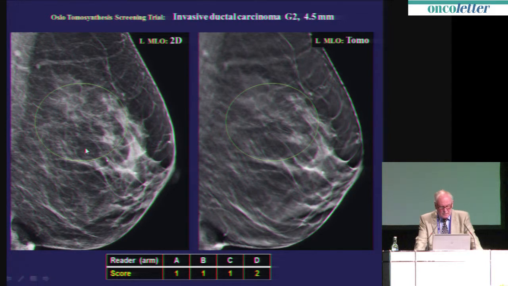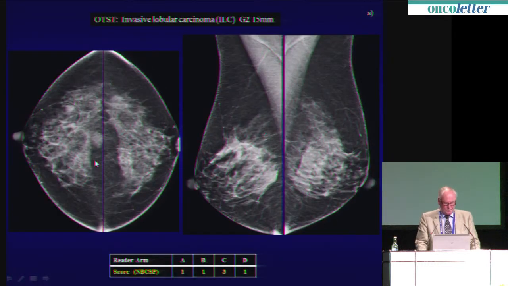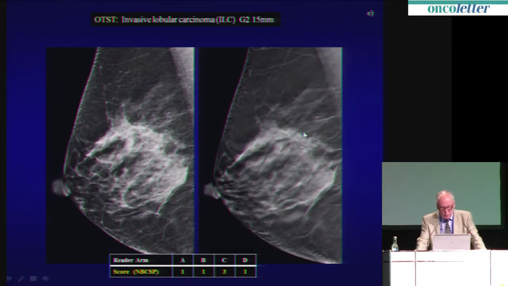In retrospect, it is not possible to see it. You have an absolutely non-specific asymmetric density in this area, but the speculations itself is impossible to see on the 2D image. You know this case from our workshop this morning, so I will go fast through it. You see the distortion in this case, and on tomosynthesis, you clearly see the distortions that is not visible on the 2D image.